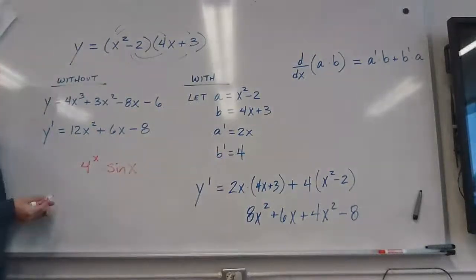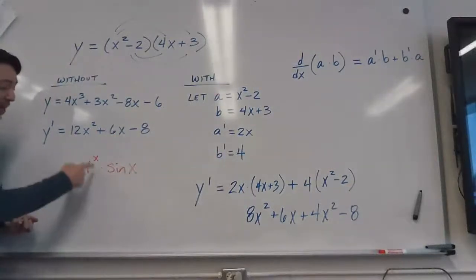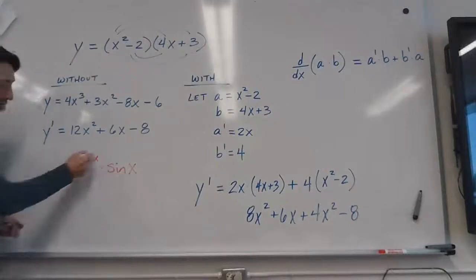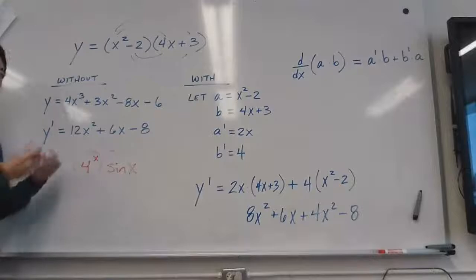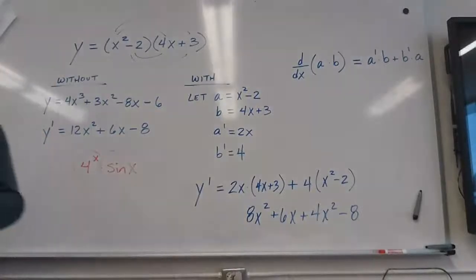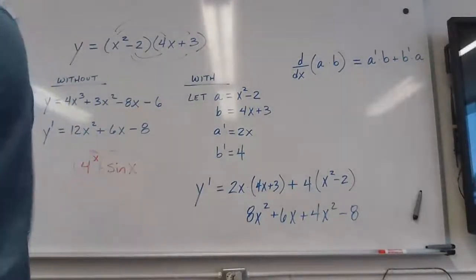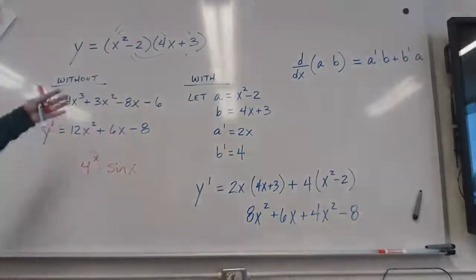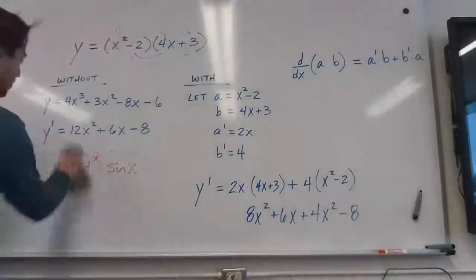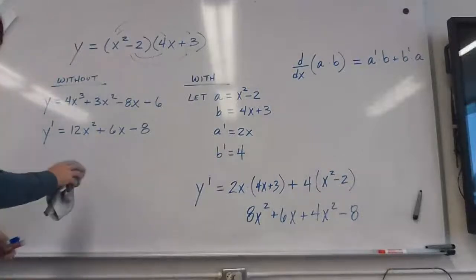And really the only way to take the derivative of a function like 4 to the x times sine of x would be to use a product rule and treat it as a product of functions. There'd be no other possible way. So that'll be something second semester when we start throwing in trig and whatnot. Okay. All right, let's do one more together.